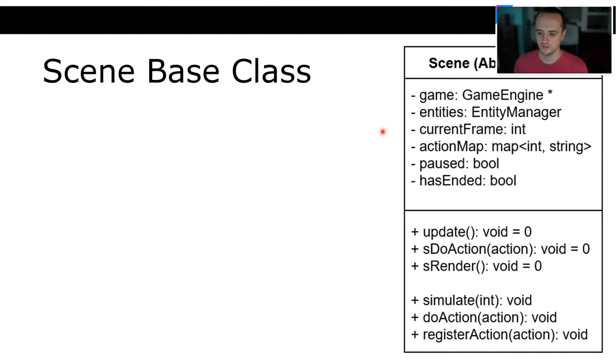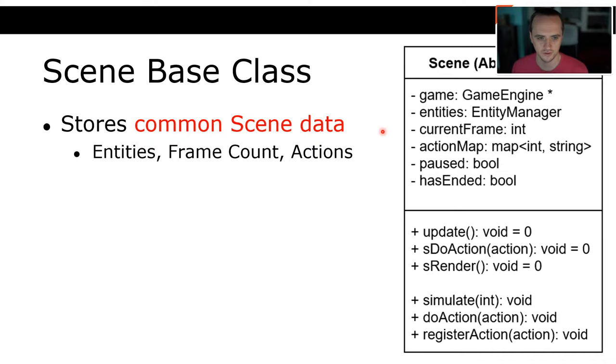So an abstract class, if you're not familiar with that, it just means that the scene base class cannot directly be instantiated. We can only instantiate derived classes from the scene base class. So the scene base class is going to store common scene data, right? So proper object-oriented programming, if we have a base class, we want to store in the base class things that will be commonly present in all possible derived classes, right? So every type of scene will have, for example, an entity manager. Every scene will have a frame count. So what current frame of this scene is it? It's going to have certain actions that can be performed, right?